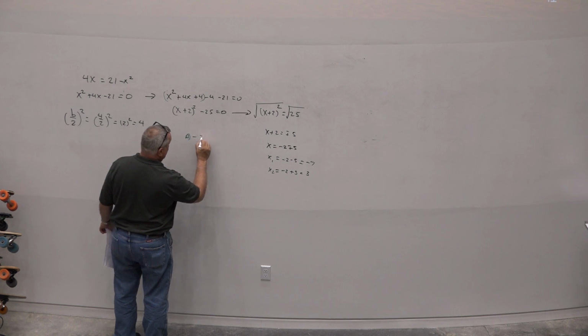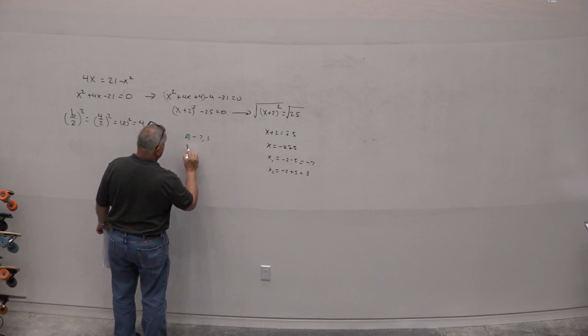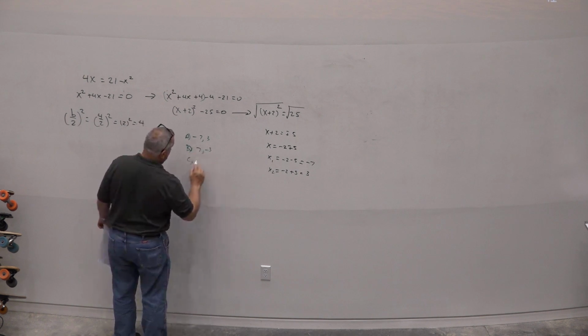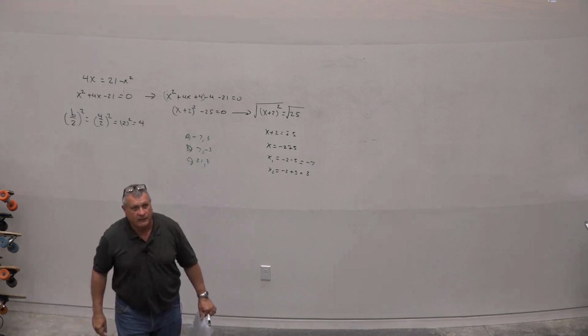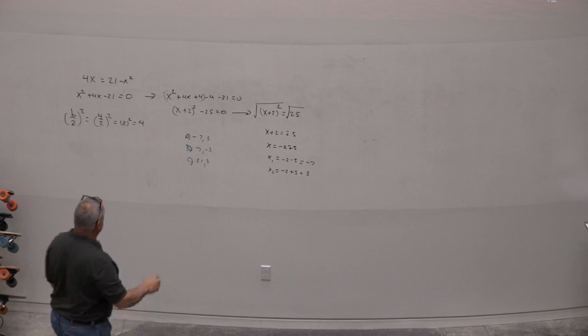A on the Scantron, minus 7 and 3. Choice B would be 7 and minus 3. Choice C would be 21 and 3. Yeah, I'm going to try to confuse you a little bit, right? You know what else I'm going to ask you?